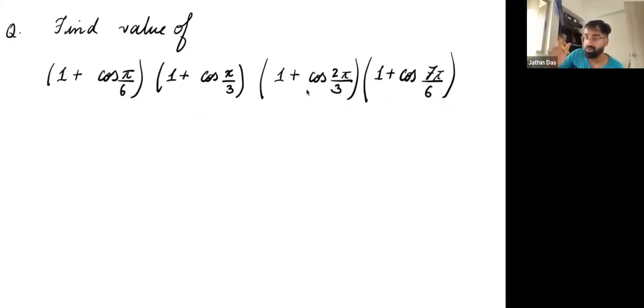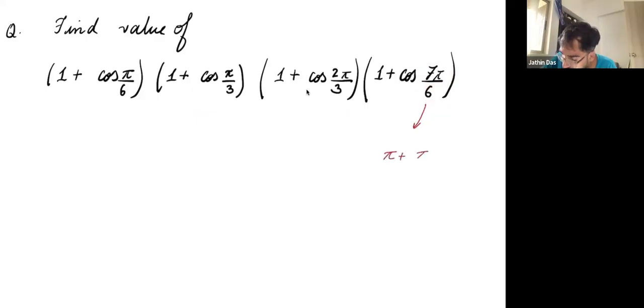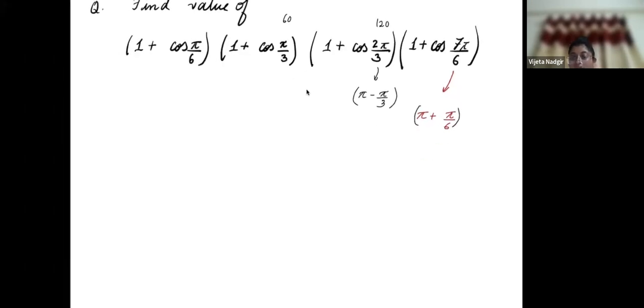So don't think from the board point of view. This can come with something. So you think in your mind, how will you split this 7 pi? Pi plus pi by 6. Very good. Excellent. Pi plus pi by 6 will come. And this you know is 60 degree, this is 120. So pi minus pi by 3. Now it's easy.